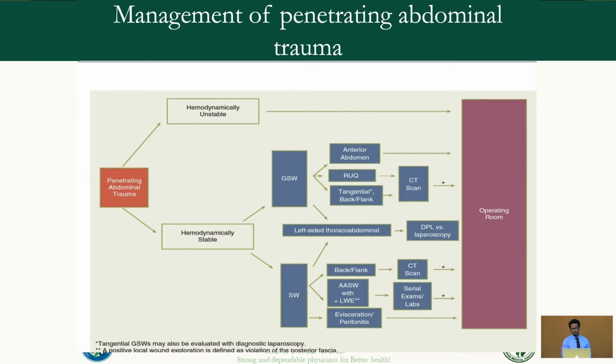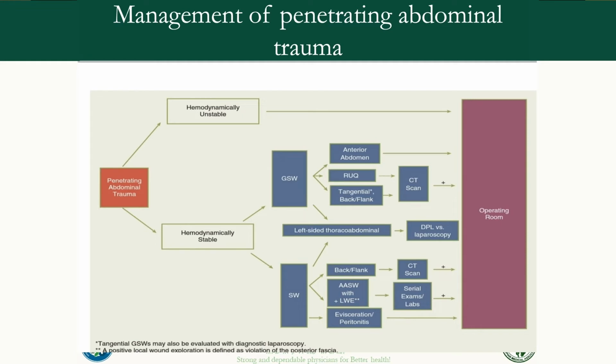So the next will be management of penetrating abdominal traumas. In general, for penetrating abdominal traumas, the approach depends on the hemodynamic state of the patient. If the patient is hemodynamically unstable with penetrating abdominal trauma, the right management will be operative approach. But if the patient is hemodynamically stable with gunshot wounds, and if the patient sustains anterior abdominal trauma, still the management option is right away operative approach.